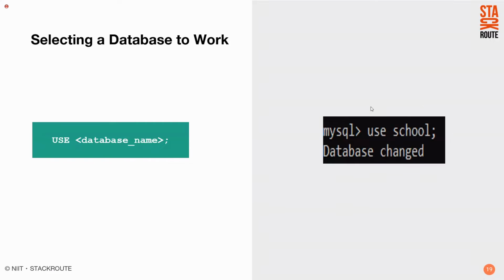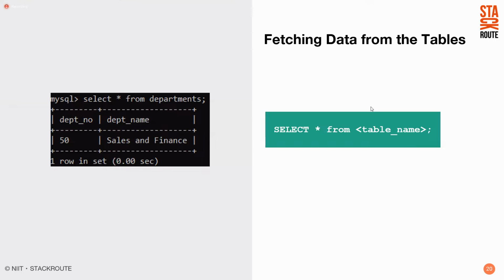Use query every day. Don't forget, before any DML, DDL query, you need to use database. Select the database to work. In order to fetch the data, you can use select star from table, or you can retrieve only the particular column name. Instead of star, you can specify the column name. Select department number, comma, department name, department head from department table. Possible.